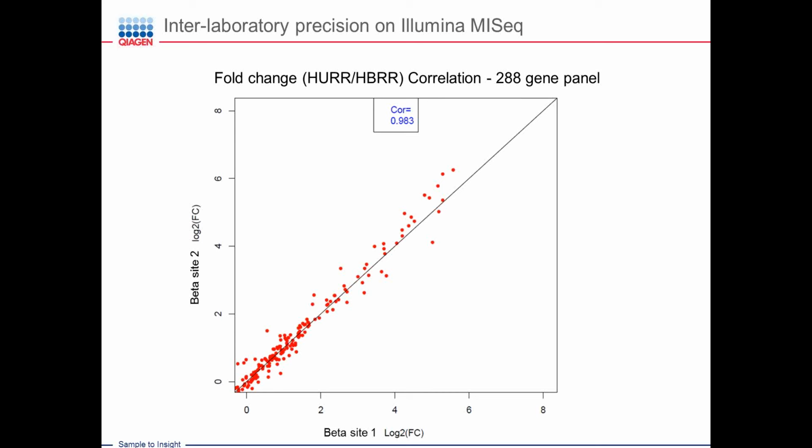This is interlab precision between our lab in the US and our sister lab in Hilden. The same panel, the same samples, but 2 different people, 2 different instruments, 5,000 miles away. Again, the correlation is 0.98, so both of them run on two different MiSeqs in two different places. And again, fold changes are essentially the same.